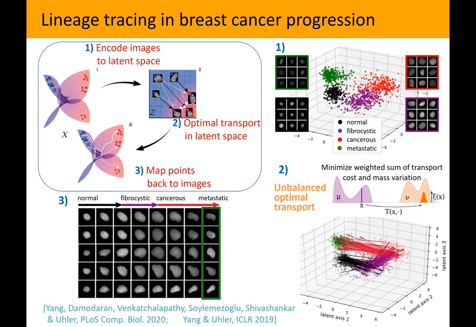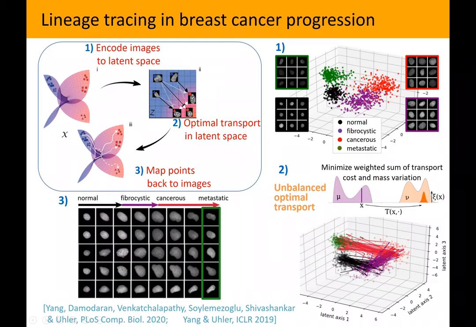And this is exactly what we did here. We have all of these images, in this case in four different states of cells. We embed them all into this coordinate system, which is this latent space. Now I have a joint coordinate system, and I can actually do optimal transport. I can get this map of moving from the metastatic state back to the cancerous state, back to the fibrocystic state, back to the normal state. This is all in breast. I can get this transport map here in the latent space.